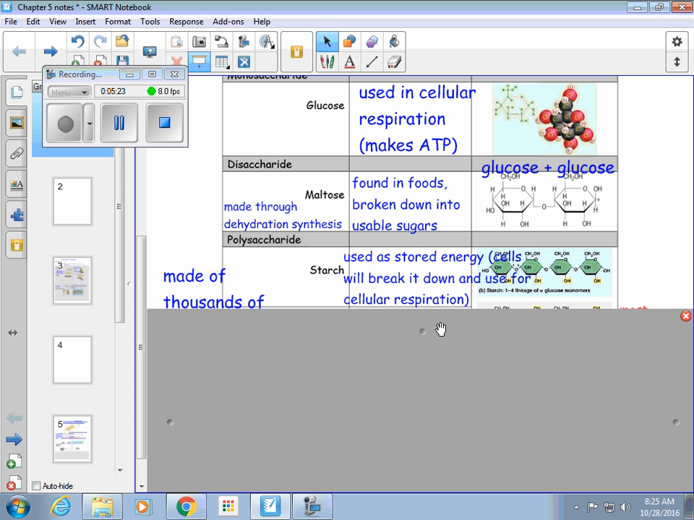I had a few examples here of polysaccharides. Now, polysaccharides are made up of many rings, so all these green rings here. So we're talking 3 or more rings for polysaccharide. Starch is a pretty well-known polysaccharide, and your cells are going to use that starch and store it as energy. Later, cells might pull from that energy reserve and break it down into glucose and then use that for cellular respiration.